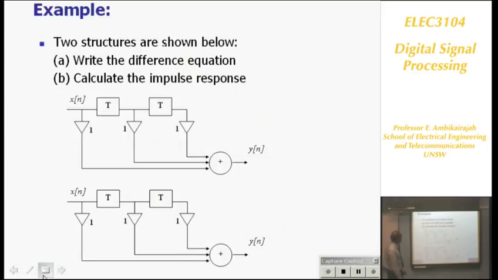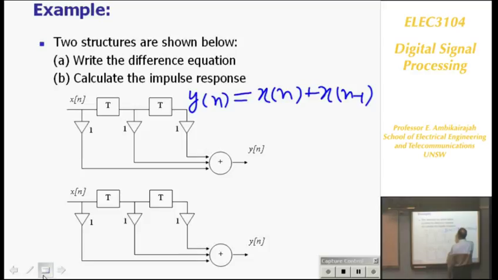Here are two structures. Write the difference equation. You've been asked to write the difference equation and calculate the impulse response. Basically, you can write the difference equation from here. Write y[n] in order, and then see if it's right: y[n] is equal to x[n] plus x[n-1] plus x[n-2].